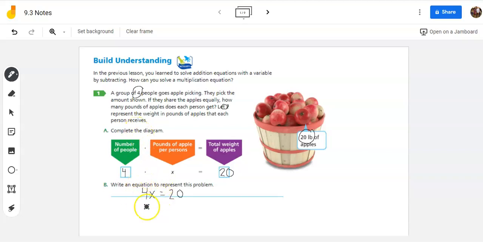Right now, we're multiplying each side. So I'm going to divide each side by 4. I have to do the opposite to get the 4 to go to this side. So on the left-hand side, I have an x because 4 divided by 4 made it go away. 20 divided by 4 is 5. So my answer is 5. Each person gets 5 pounds of apples.